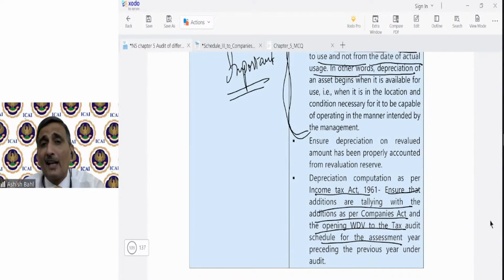Yes, Parth, you are correct. This is the point I am telling you. Under income tax, depreciation is available under section 32 of the Income Tax Act from the date when the asset has been put to use. This is under the Income Tax Act. But from the accounting point of view, depreciation is charged from the point when the asset is available for use. Okay.